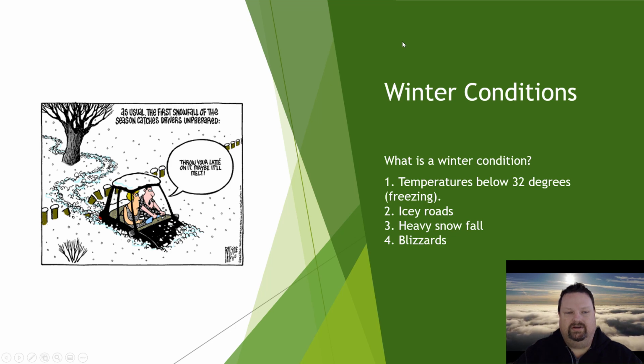Okay. Winter conditions. What is a winter condition? Anytime the temperature is below freezing, right? 32 degrees Fahrenheit is the freezing point here in the United States. I use Celsius in other places around the world, which is 0 degrees Celsius. But 32 degrees Fahrenheit is considered freezing, and that's when it would be a wintry condition. Icy roads, heavy snowfall, blizzards, that's what we would consider winter driving conditions.